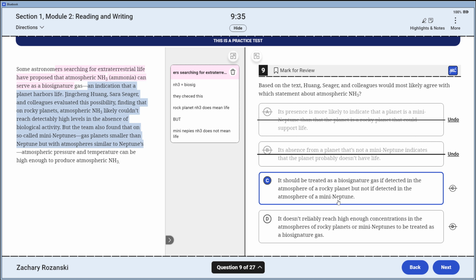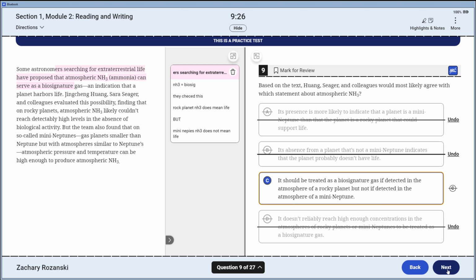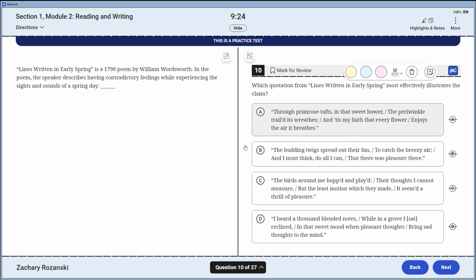I can't find it. It doesn't reliably reach high enough concentrations in the atmosphere of rocky planets or many... No, that's not true. We already have evidence to refute that. 9, C. Move on.